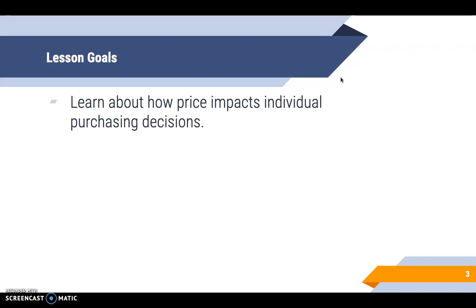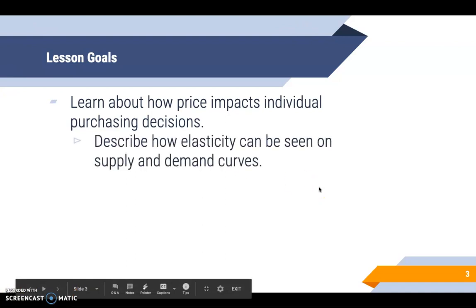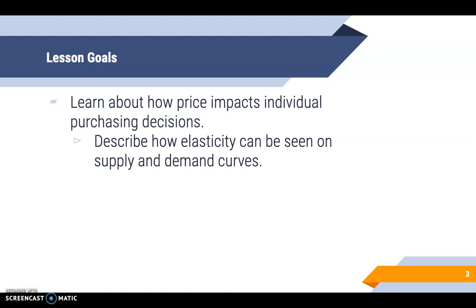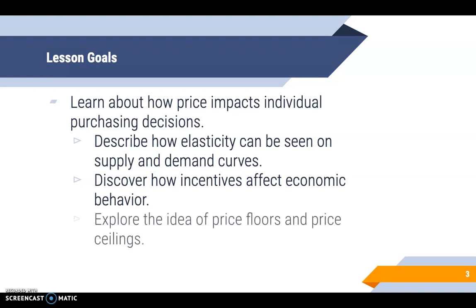These are your lesson goals. Overall, we're going to learn about how price impacts individual purchasing decisions. And then within that, we want to be able to describe how elasticity can be seen on a supply and demand curve, and discover how incentives affect economic behavior. So by the end of this lesson, you should be able to do this one big overarching thing, and within it, it would include these two other smaller items. Oh, and one more, sorry. And finally, explore the ideas of price floors and price ceilings. So we're looking at elasticity, we're looking at incentives, and we're looking at price floors and price ceilings.